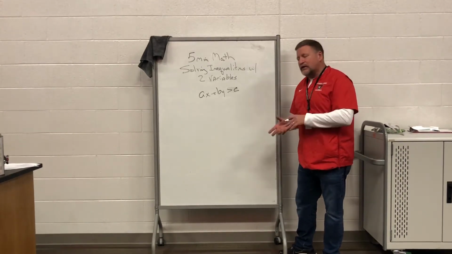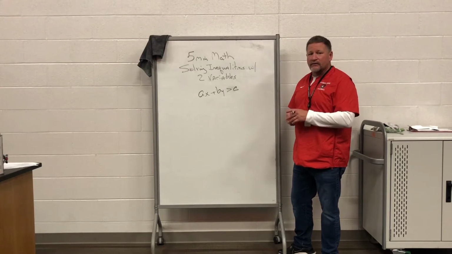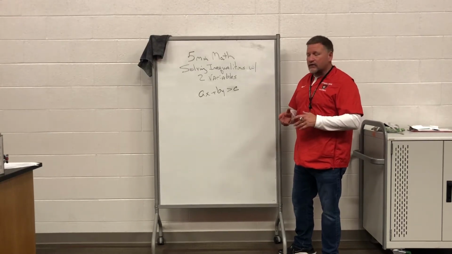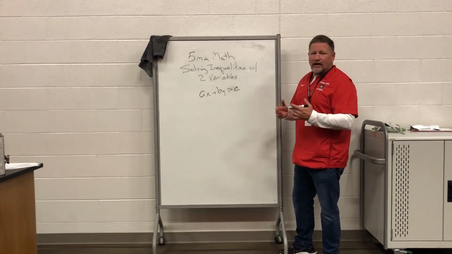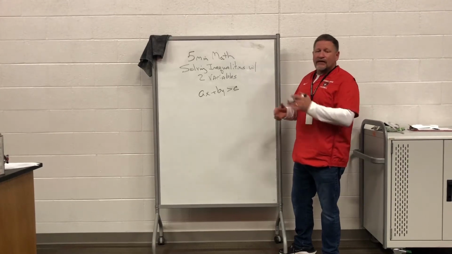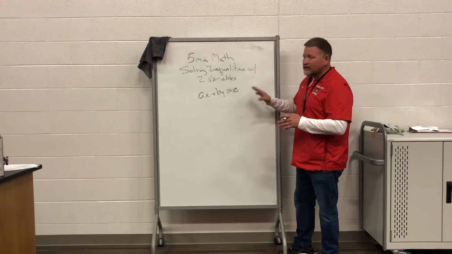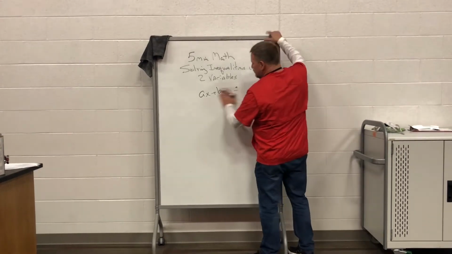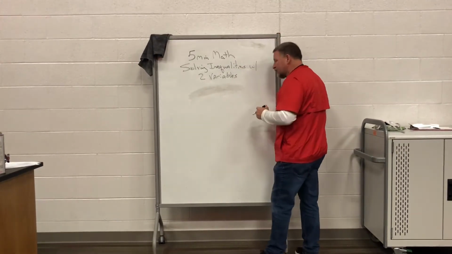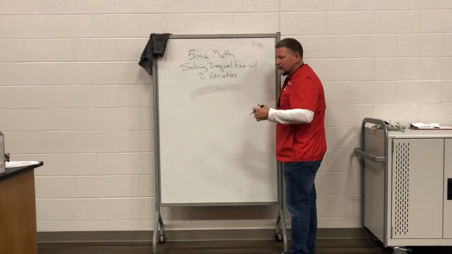Now, that doesn't mean that we cannot have a single variable linear inequality, okay? Because remember, if we had y equals 4, that's a line at the number 4 on the y-axis, okay? But anyway, let's take a look at these two variable inequalities and how we would solve them. So, I'm going to make up a couple of these and I want to show you how to solve them.